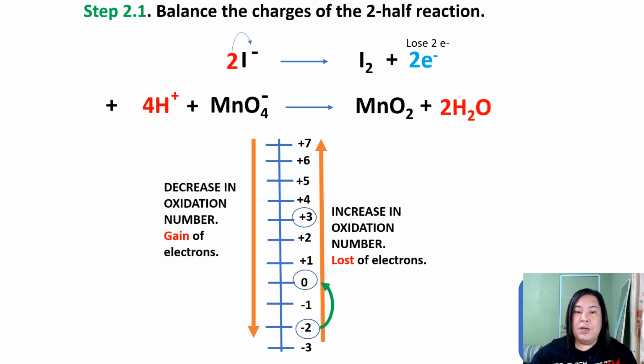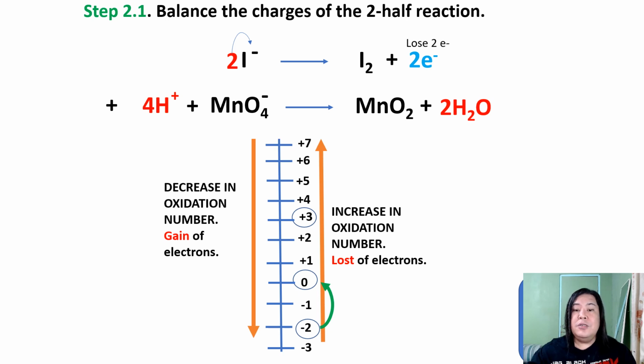So, automatic may 1 dyan. 1 times negative 1, that is negative 1. So, positive 4 plus negative 1, that is positive 3. So, the charge of the reactant of your second half reaction is positive 3. So, take note ha, naging positive 3 ito.